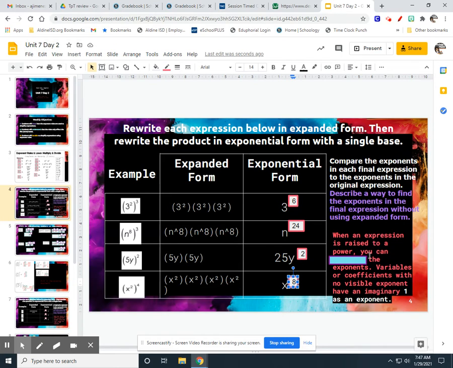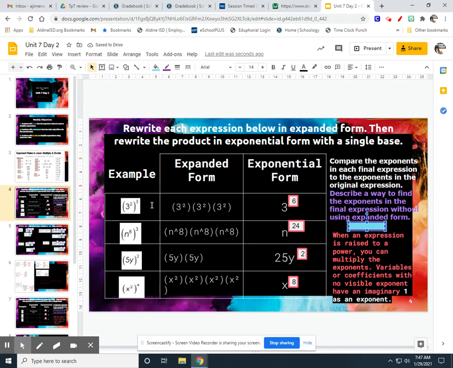When an expression is raised to a power, let's figure out what you can do. It says that you can multiply the exponents. 3 times 2 is 6, and we got 6 when we added. 8 times 3 is 24, and that's what we got when we added. 2 times 1 is 2, yeah. And then 4 times 2 is 8. So yeah, you can multiply. All right, so we're going to go to the next slide, and you're just going to practice.